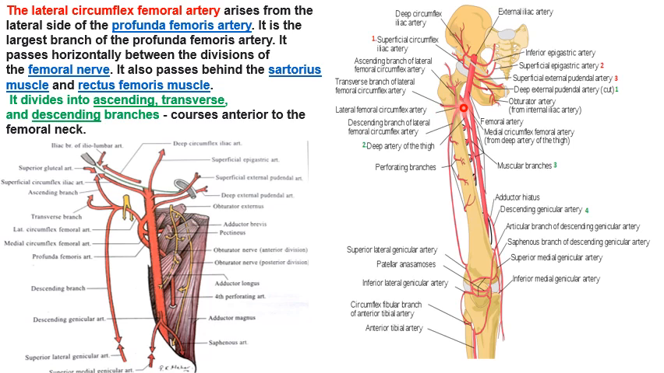And this lateral circumflex femoral artery is seen between the divisions of the femoral nerve, that is between the anterior and posterior divisions of the femoral nerve. And then it passes laterally beneath the sartorius and divides into the ascending branch, the transverse branch, and the descending branch. And then it winds round the neck of the femur.